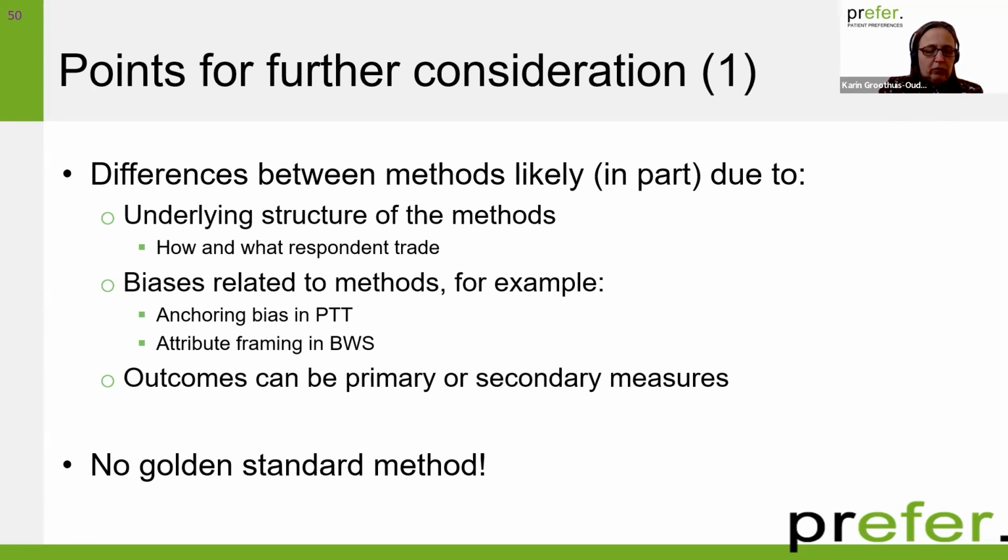Other issues that might play a role are the anchoring bias in the probabilistic threshold technique or attribute framing in best-worst scaling. And as was also said before, the MAR is the primary outcome for probabilistic threshold technique, but it is a secondary outcome for the DCE. And then it can give problems when the denominator is small, so it can even blow up the estimate. Moreover, and it's really important to say, there is no gold standard. So we cannot say that there is one grand truth that we can compare everything else to.